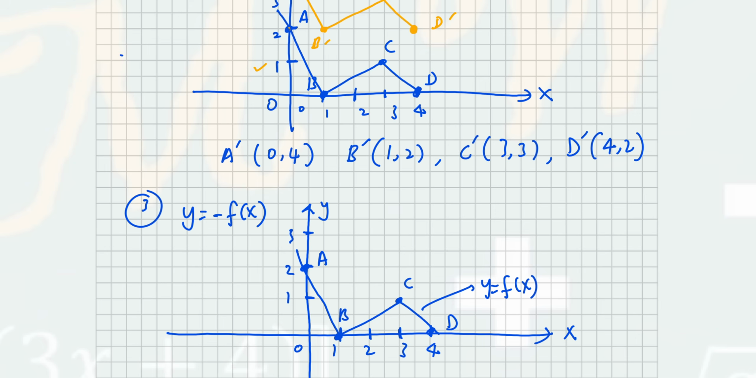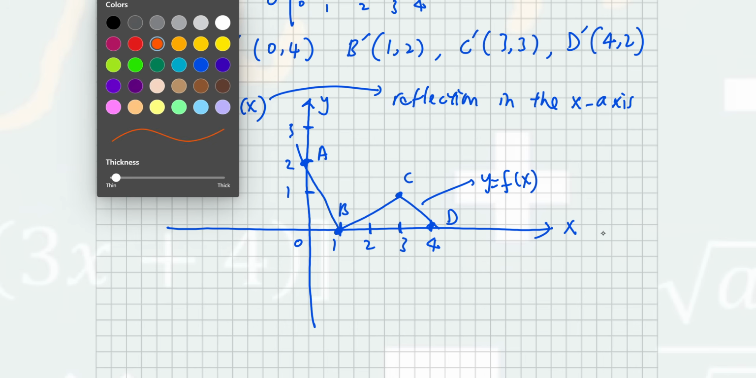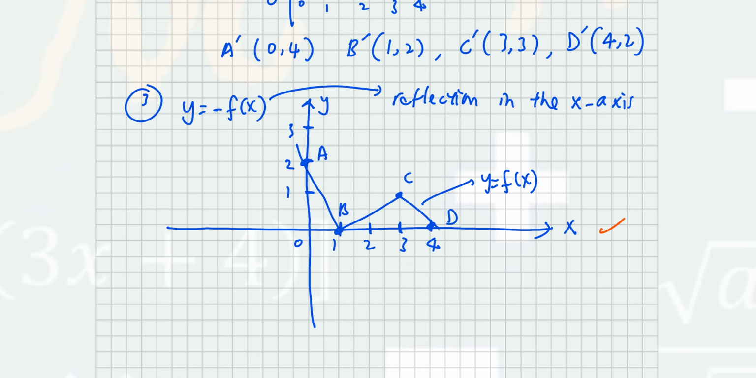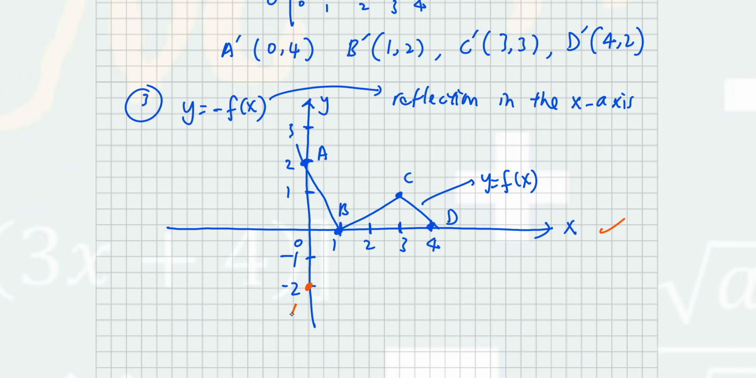Now, when y = -f(x), this means it is a reflection in the x-axis, because our y has been changed to minus y. Which means now you assume the x-axis is the mirror. So you just flip. Your A, instead of positive 2 for the y value, now becomes negative 2. So probably this is -1, this is -2. Then now just flip. This is my A prime.